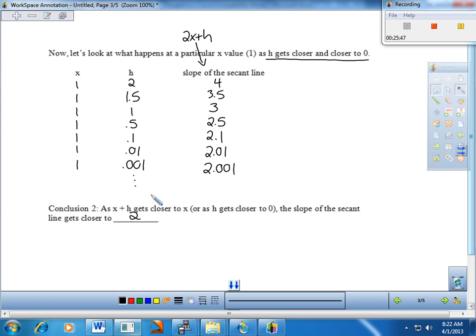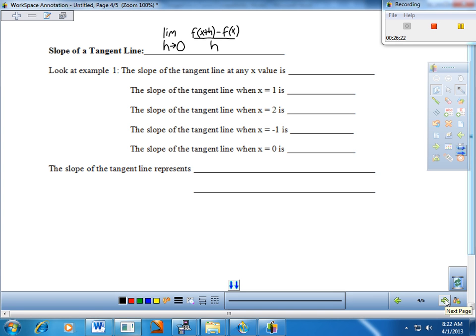And by doing this through this table, I can start to see what's going on with the slope of this line, that it's getting closer and closer to 2. So I can then make a conclusion just like this, that the slope of the tangent line when x is 1 is 2. Pretty crazy, huh? All right. So I take the limit as h goes to 0. Awesome.